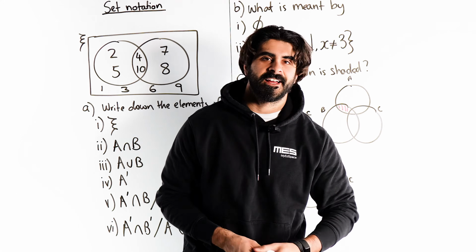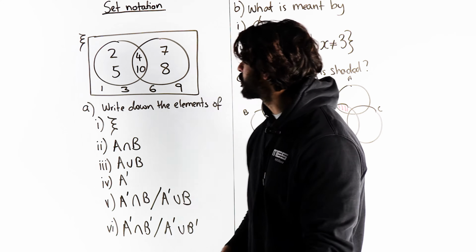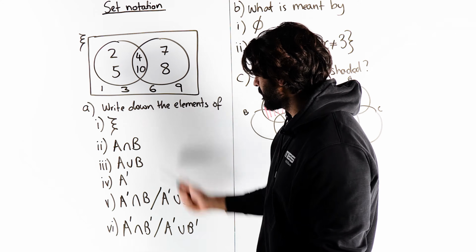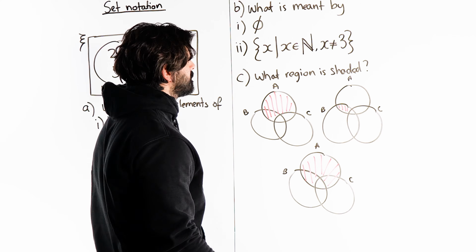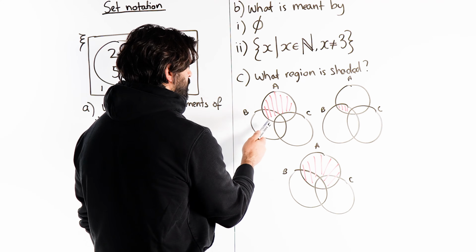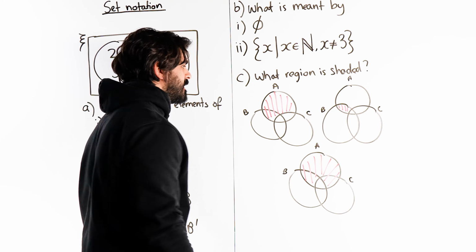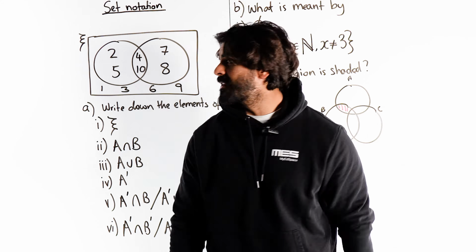Set notation and Venn diagrams. Let's make sure we can look at a Venn diagram, identify the correct regions, understand the correct set notation, and then if they give us a shaded region, we can identify what region it is. It's actually quite simple, so let's just blast through it.